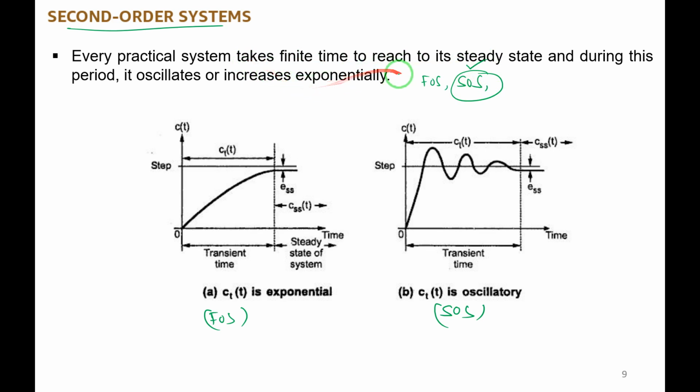I will say that every practical system takes some finite time to reach its steady state. Steady state means time. In the first order system, we have seen that at time t equal to infinity it achieves the steady state. This we have seen, right? The steady state error is 0. But here there is an error shown in this diagram. But at time t equal to infinity, it will be 0 in case of first order system, that we have seen, right? So either it oscillates or increases exponentially. It oscillates in the case of second order system for unit step input. Then it increases exponentially in case of first order system for unit step input, right?